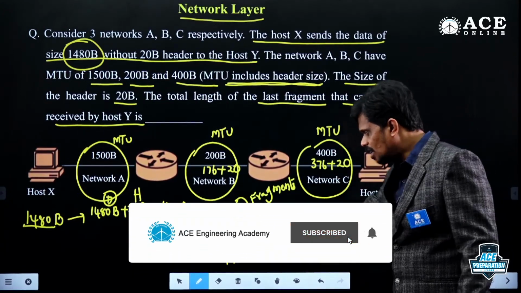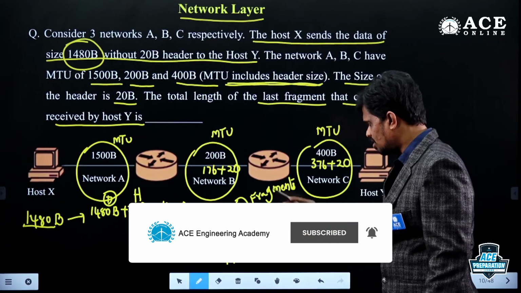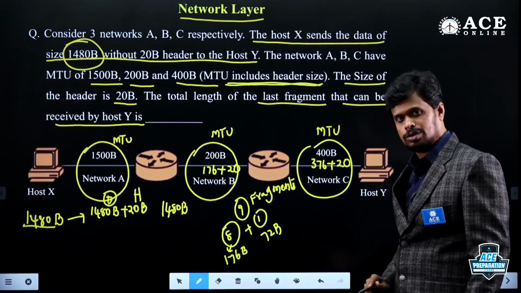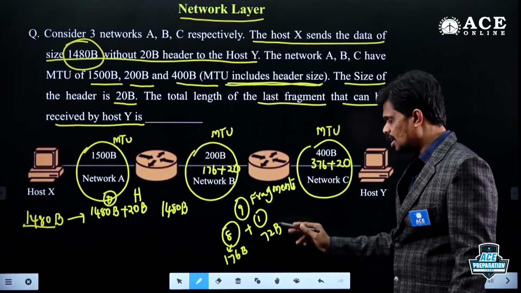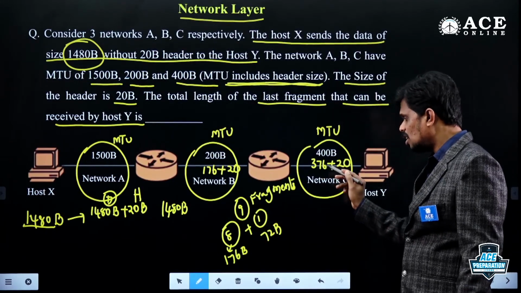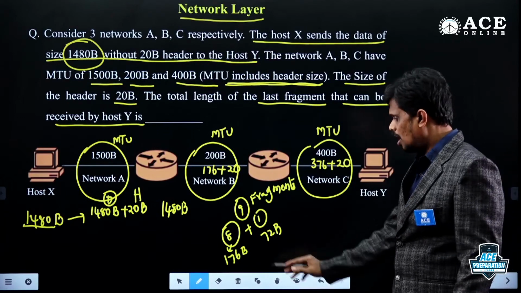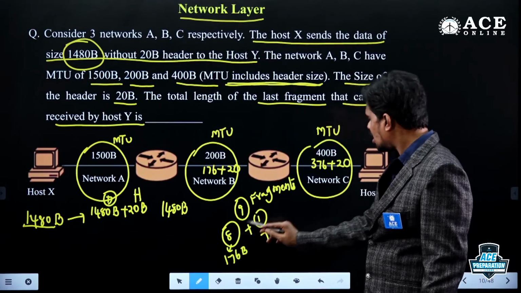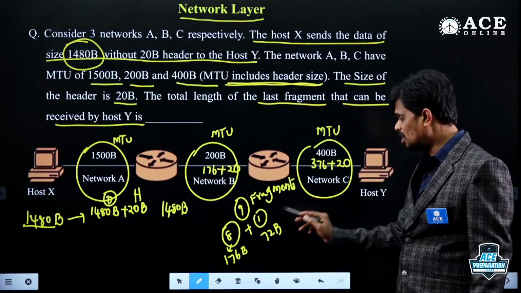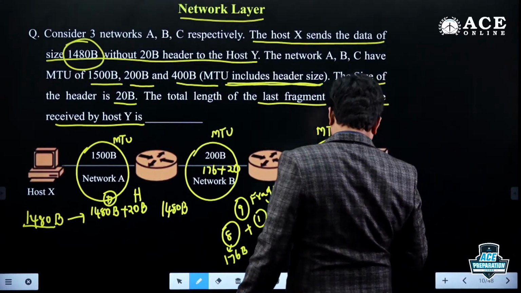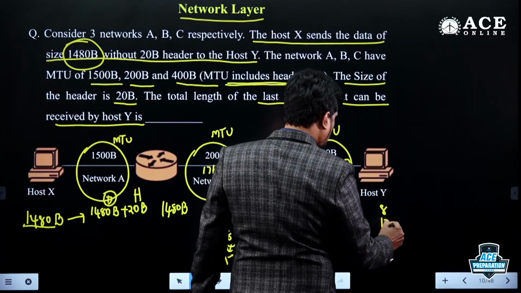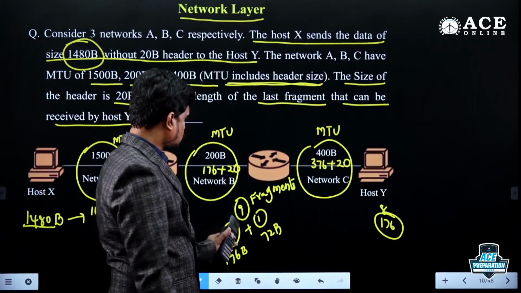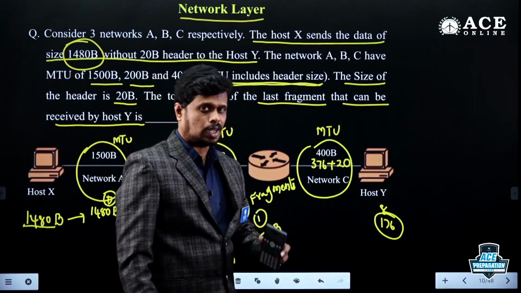So now, the data portion of these 9 fragments, is it less than the 376 or not? Verify. The 8 fragments having a data portion of 176 are all less than 376. It means that all 8 fragments can be transferred from this end to this end without any fragmentation.